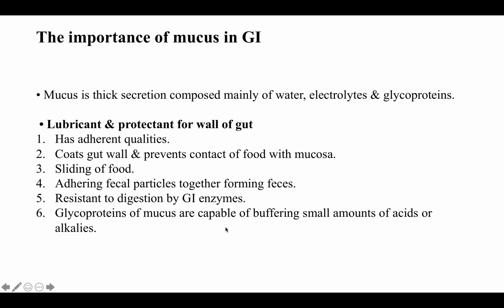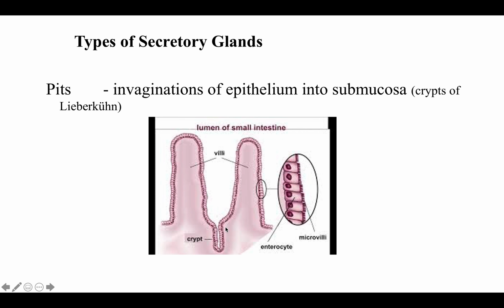for acids and alkali. The other type of secretory glands within the gastrointestinal system is the pits, and they represent invagination of the epithelium into the submucosa. Within the small intestine, they are called crypts of Lieberkühn. This is an example of the crypts of the small intestine.